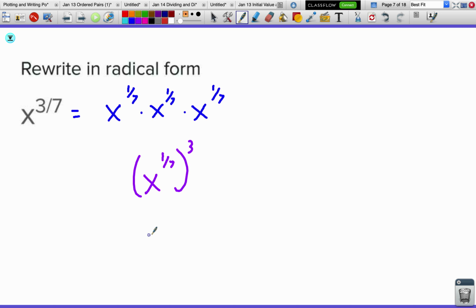Now x to the 1/7 is the same as the 7th root of x, to the 3rd. And something we're allowed to do with radicals is bring exponents underneath the radical and then take them back out. So this is equivalent to saying the 7th root of x cubed. And this is another situation where neither of these is more simplified. All three of these are equally simplified expressions of the same value.